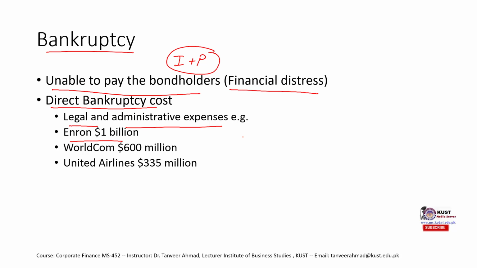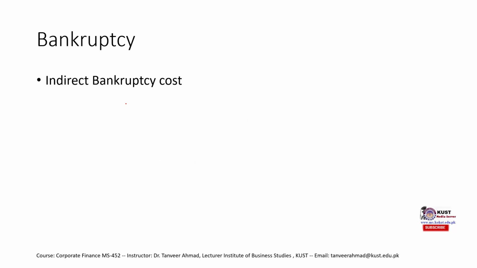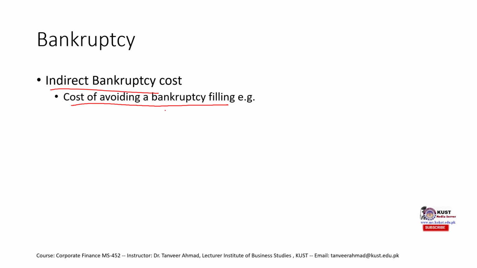Now, there is a second cost, which is the indirect bankruptcy cost, and this cost occurs in the effort of avoiding bankruptcy. For example, when the management of the firm is engaged in the legal battle of avoiding bankruptcy, they would not be as focused on the business operations, and the firm might lose some opportunities that it might have earned from.